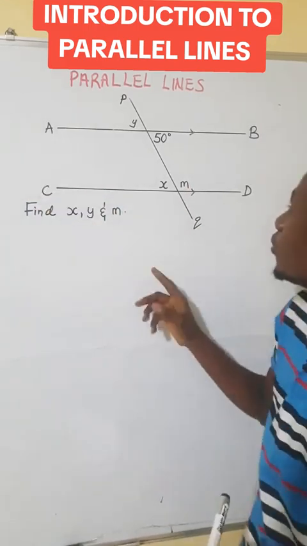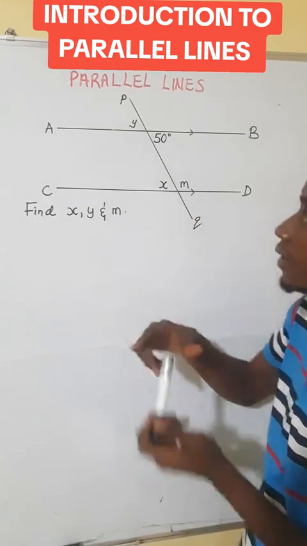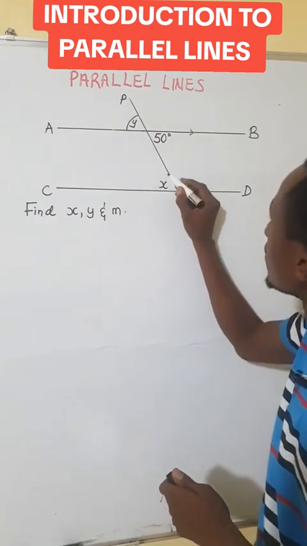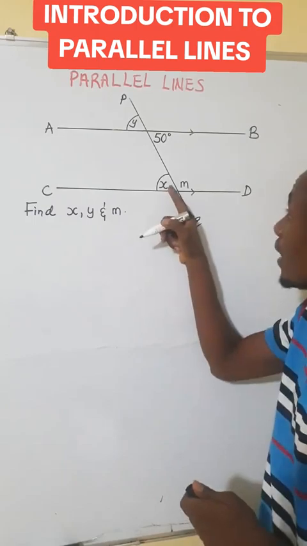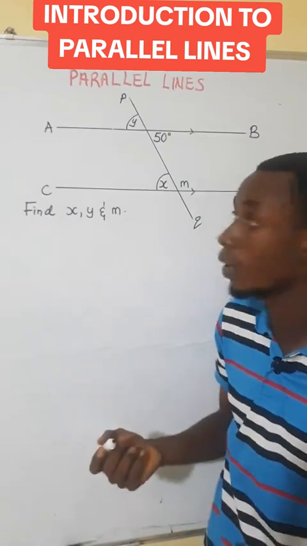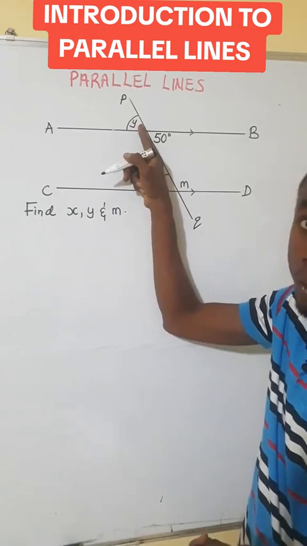If we look at this particular shape here, you will notice that X and Y are found on the same plane. This Y angle is found at the top of this line. X again is found at the top of this line. So because of that, X and Y are corresponding angles, and corresponding angles are equal. So when you have the value of one, you also know the value of the other automatically.